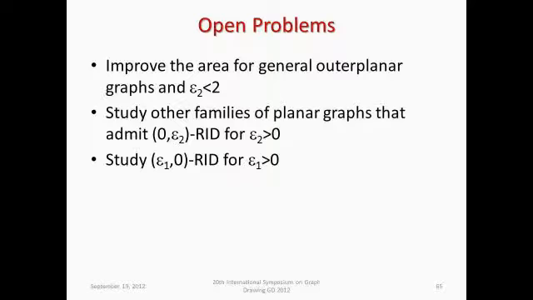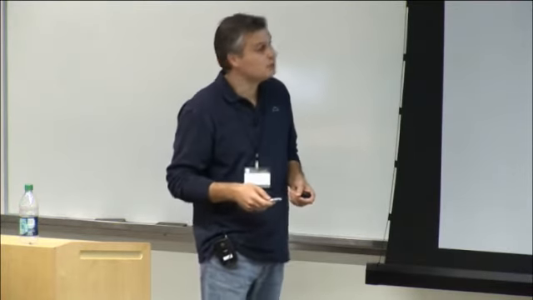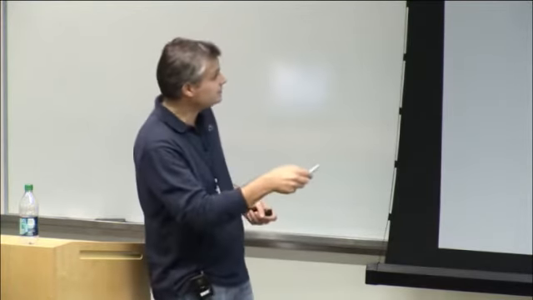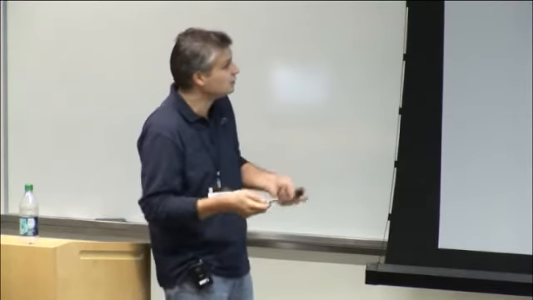Some open problems. The first obvious open problem is to devise a technique to compute drawings with polynomial area for general planar graphs when epsilon 2 is smaller than 2. I mean, when epsilon 2 is smaller than 2, we can only draw binary trees. So it would be nice to draw all other planar graphs.